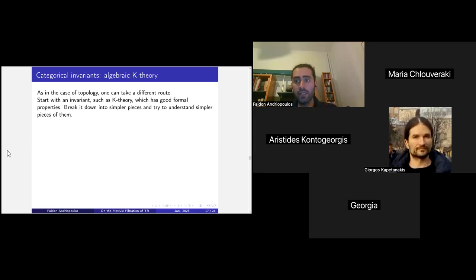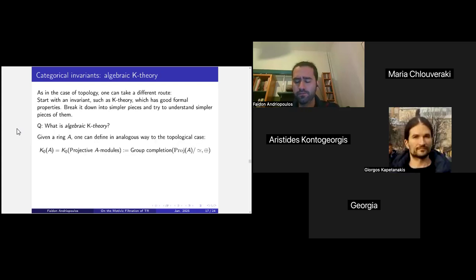Okay, so back to K theory. I gave a pretty quick definition of topological K theory. What is its algebraic version? One can start by doing the exact same procedure. So in topology, we have the category of vector bundles of the particular space. Here, instead of vector bundles, we use projective A modules.